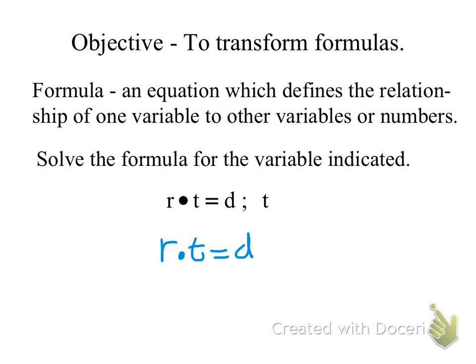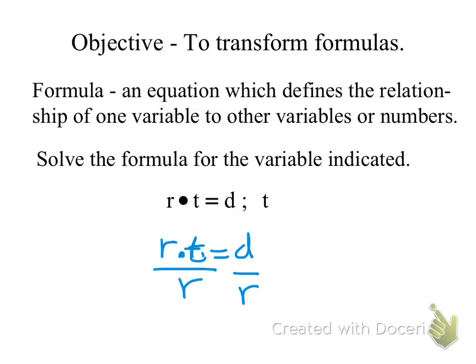Peyton. Divide both sides of the equation by the rate. Good. Divide both sides of the equation by the rate. So I'm going to divide both sides. Whoops, that wasn't supposed to happen. I'm dividing both sides by rate. And what happens now?